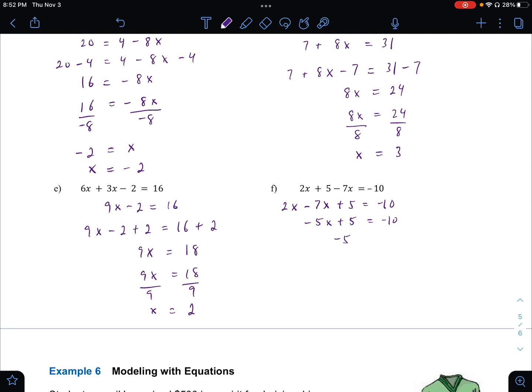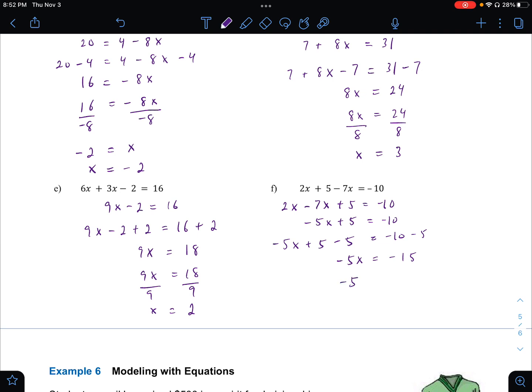And now I'm going to subtract 5 from both sides. So negative 10, take away 5. Now on the other side, I'm doing the same thing here as well. So what this is going to look like is negative 5x plus 5 minus 5. So negative 5x is going to equal negative 15.